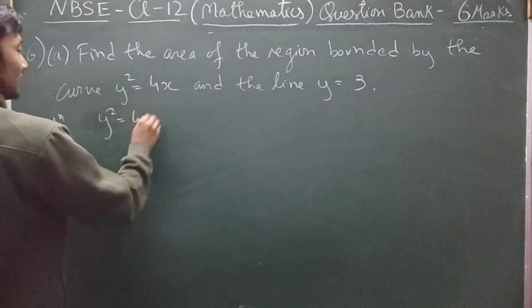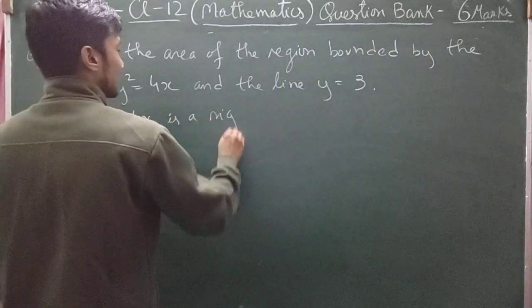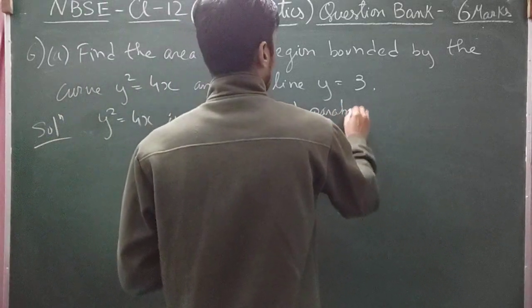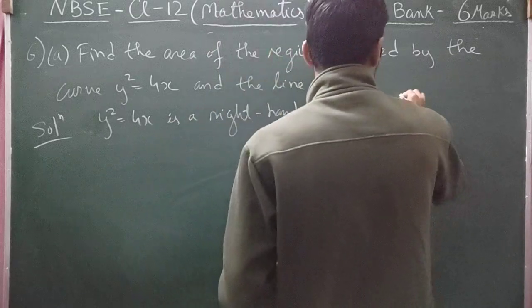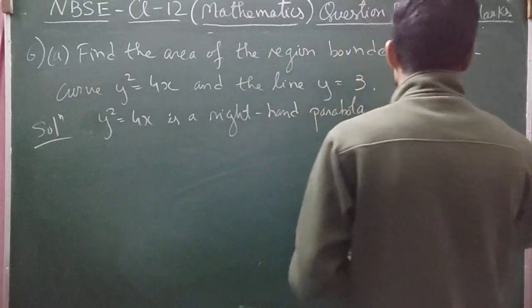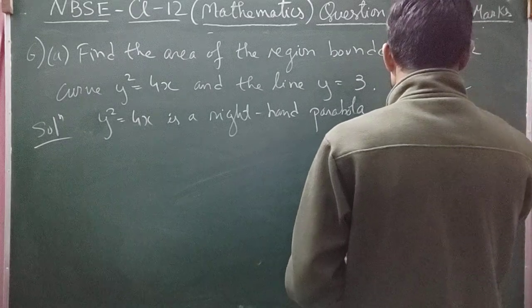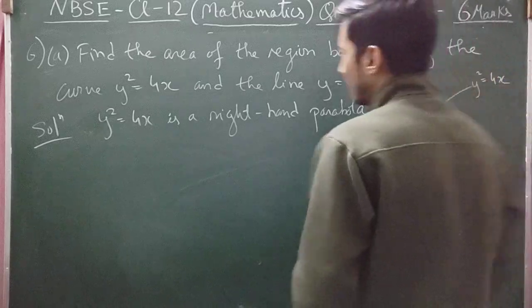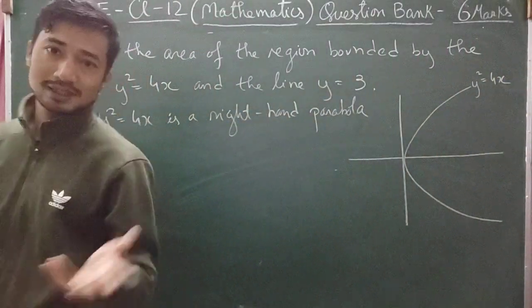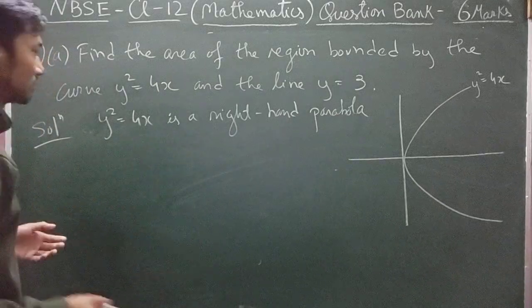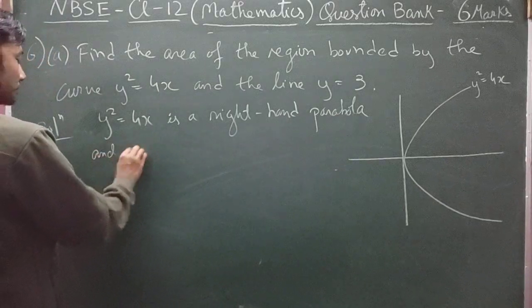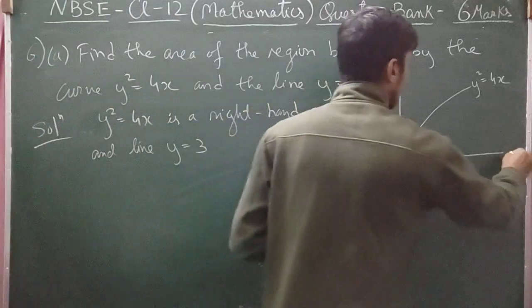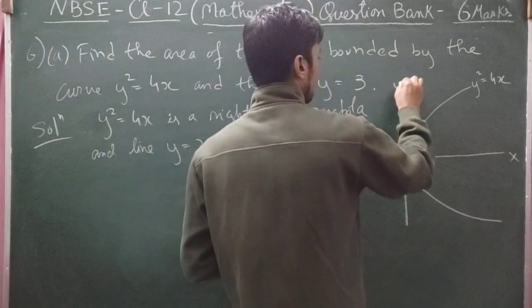y square equal to 4x is a right hand parabola. Of course, no need to write too much in details with vertex at the origin because that's a standard form. So let's say this is the parabola. Y square equal to 4x, because the right hand parabola is like y square equal to 4ax, where a is the focus and so on. And the line y equal to 3.